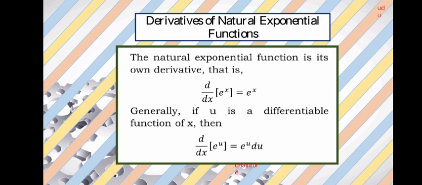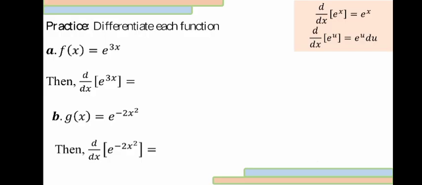Generally, kung yung exponent naman natin is a differentiable function of x natin, then we can compute your natural exponential function. That is, derivative of e raised to u is equal to e raised to u times the derivative of your exponent. Example. So, ulitin na natin na meron tayong dalawang case kanina. That is, derivative of e raised to x is itself, and derivative of e raised to u is itself times the derivative of its exponent.